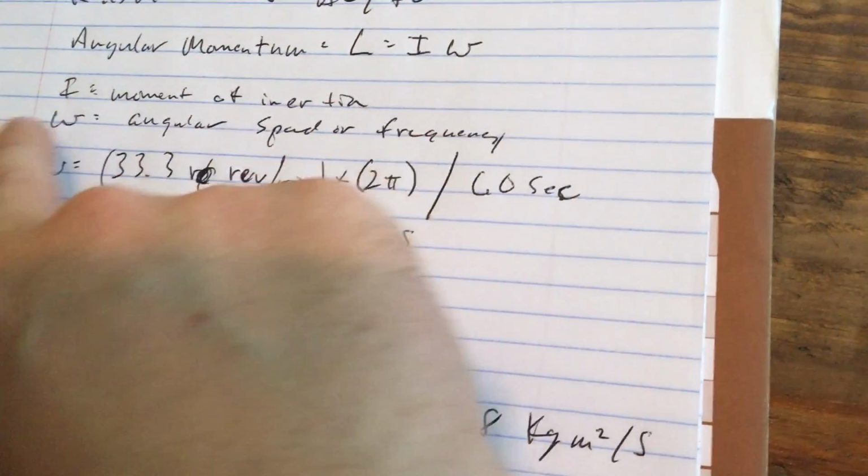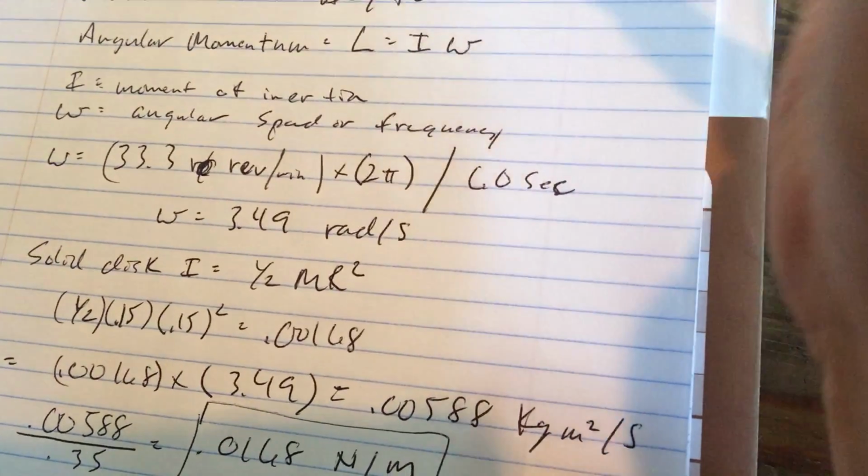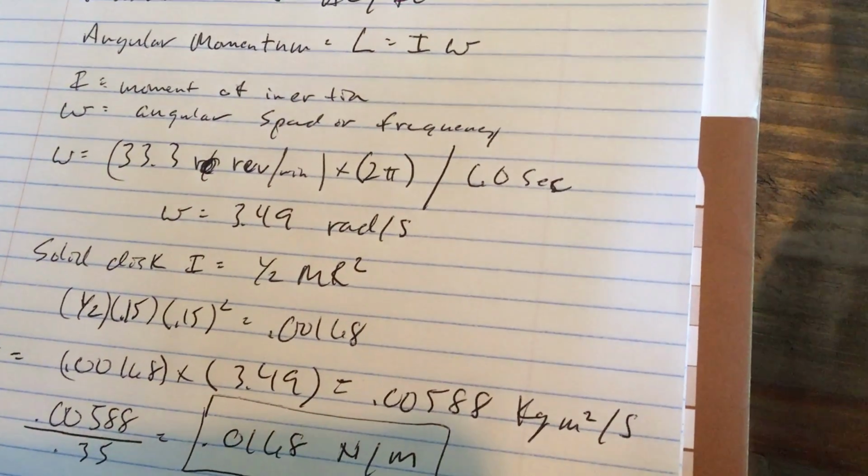Angular momentum is moment of inertia times angular velocity or angular speed. Once again, I is the moment of inertia and omega is the angular speed or frequency, however you want to phrase it. You can phrase it in a lot of different ways.